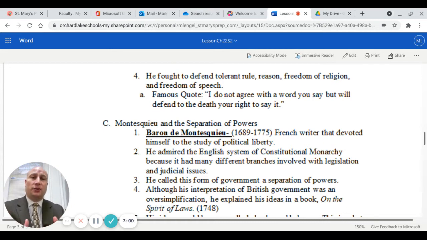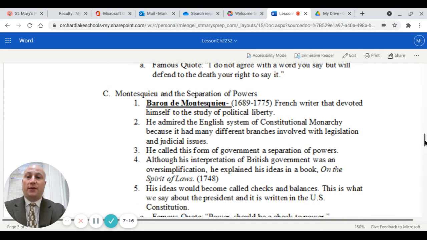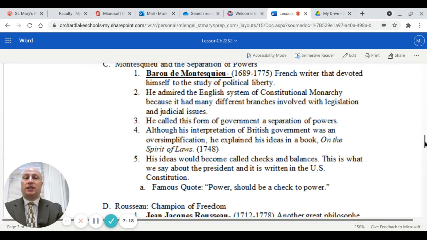"I do not agree with a word you say, but will defend to the death your right to say it." That's a really good quote right there. He's saying, hey, I believe in the freedom of speech. I might not agree with you, but I'll go to bat for you if somebody tries to take away your right to free speech. Then we have Montesquieu and the separation of powers.